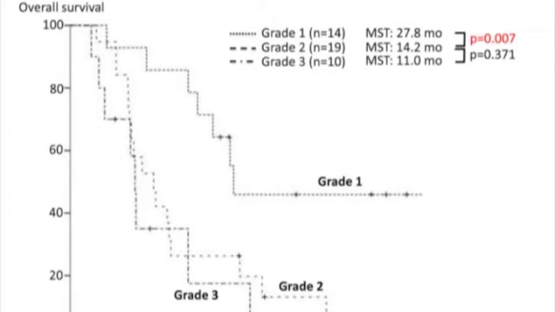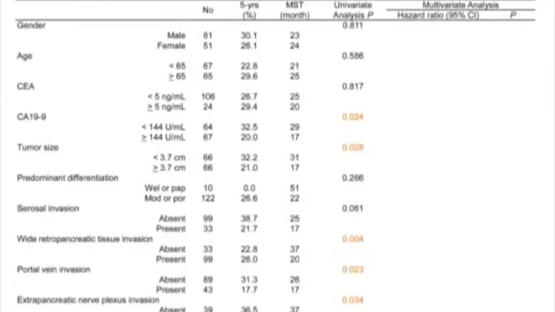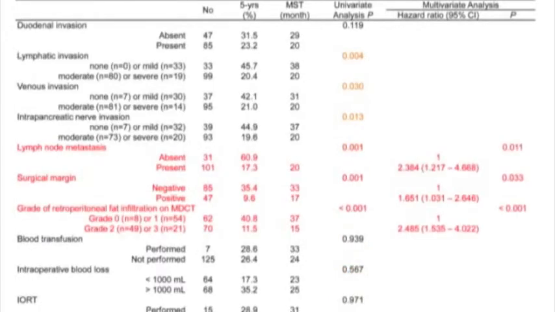This figure shows the results of the survival analysis according to the grading classification among the 43 patients with pathological portal vein invasion. There was a significant difference in the survival rate between grade 1 and 2. This table summarizes the univariate and multivariate analysis of prognostic factors associated with overall survival. Lymph node metastasis, positive surgical margin, and grade 2-3 retroperitoneal fat infiltration were independently associated with poor prognosis.